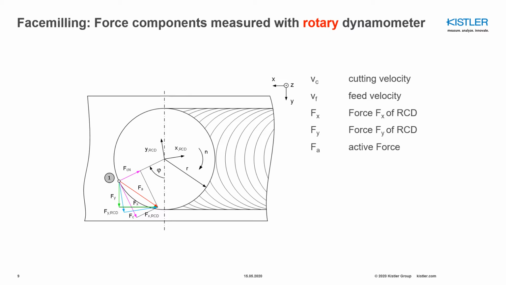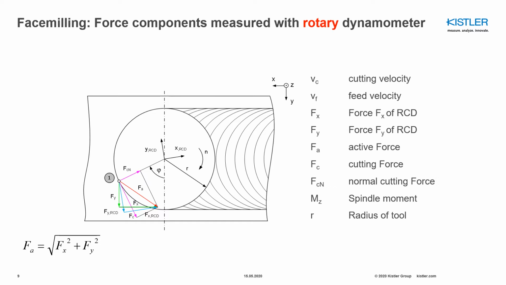If you look at the active force, that is actually still the same. This is the vectorial summation of the force components in x and in y direction, as you can see here. And that is, again, the vectorial summation of the cutting force and cutting normal force. On top of that, you are also measuring the spindle moment, and by utilizing the radius of your tool, you can calculate the cutting force very easily. And again, by utilizing the active force and the cutting force that you have calculated, we can calculate the cutting normal force.